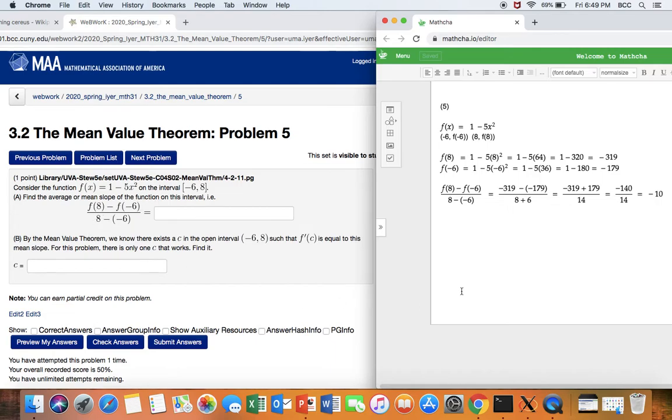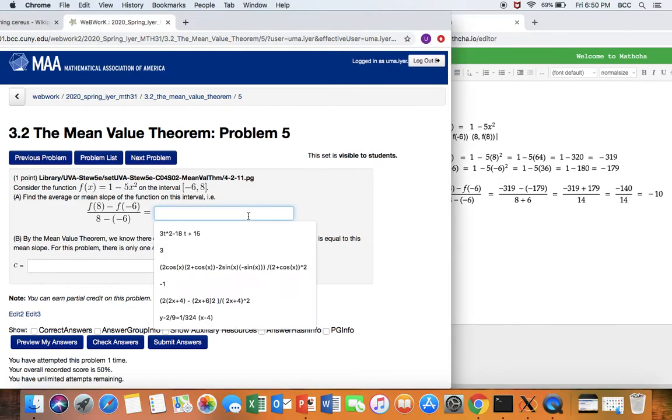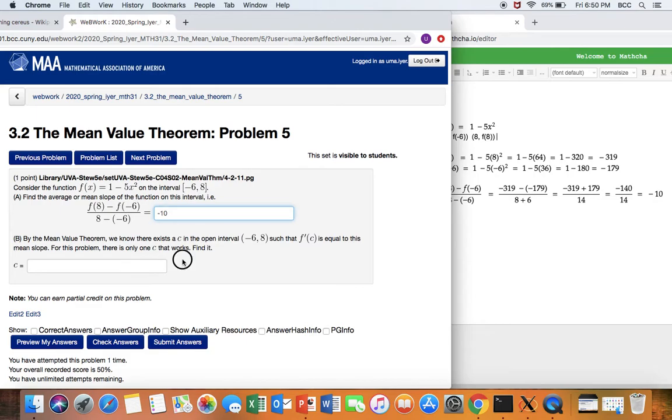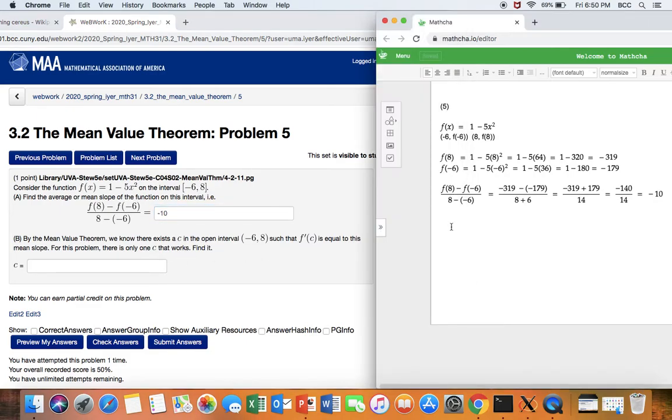Finally, I'm at the slope formula: y2 − y1, −319 − (−179), over x2 − x1. When I go through this process carefully, I get the answer −10. All right. Now, by the mean value theorem, when does the mean value theorem work? You need to have the hypotheses. So, the hypotheses for the mean value theorem.